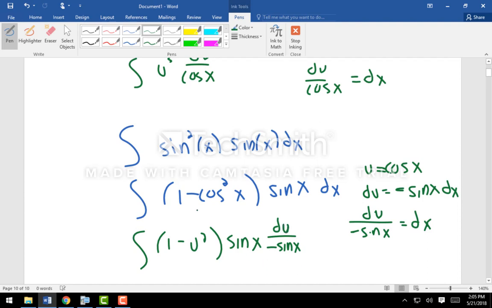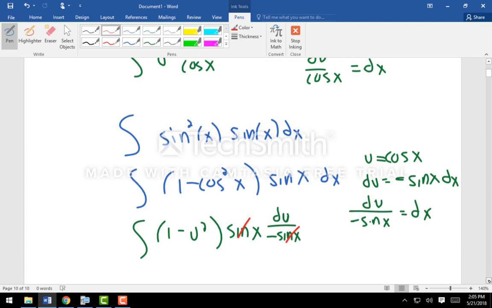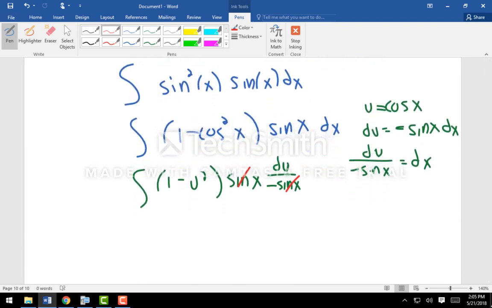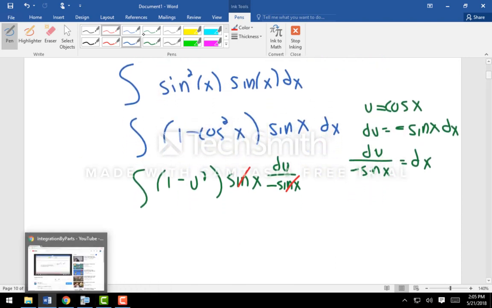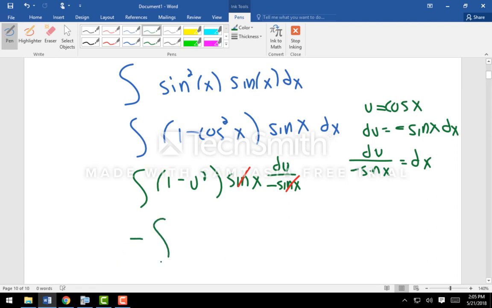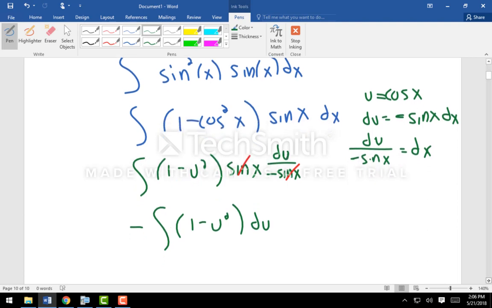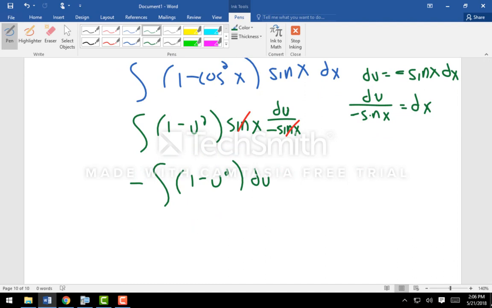Again, we can see the sine terms cancel, and then I have a negative 1 that I can pull outside my integral. That's the way I like to deal with it. So I have negative 1 times the integral of 1 minus u squared du. Algebraically, I could push the negative 1 back in and distribute, so I'd have negative 1 plus u squared. I could definitely handle it that way, but personally, I like to take constants outside.